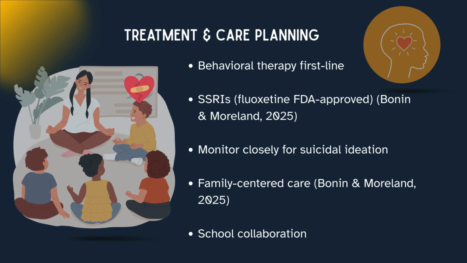For pediatric and adolescent patients, behavioral therapy is often first line. That being said, fluoxetine is FDA approved for pediatric depression and has strong evidence to support its efficacy. We monitor closely for suicidal ideation throughout treatment, but especially in the early stages. And family-centered care is key. If the home environment doesn't support the plan, outcomes can suffer. So collaboration with schools can also help reinforce our treatment plans.